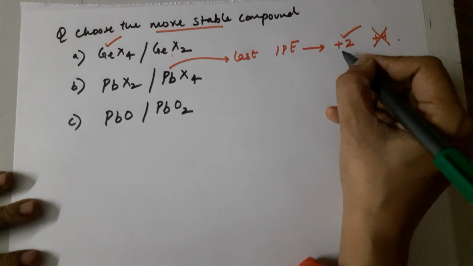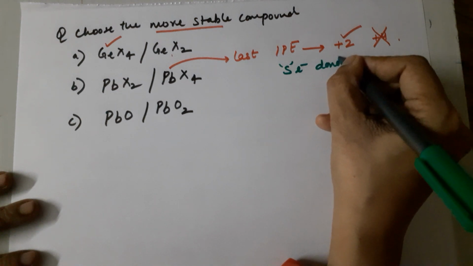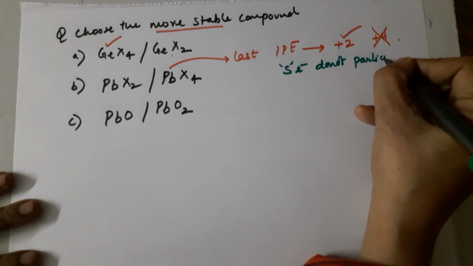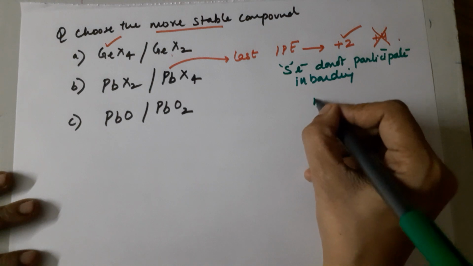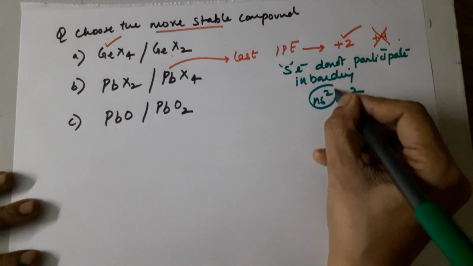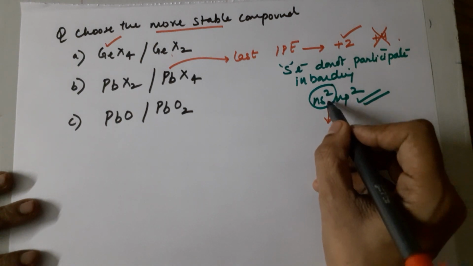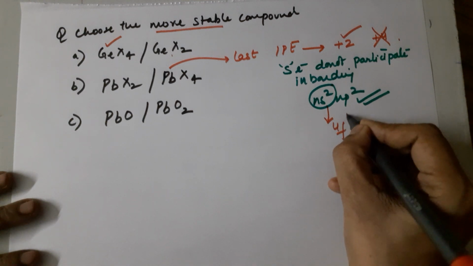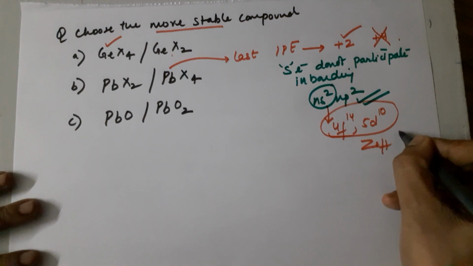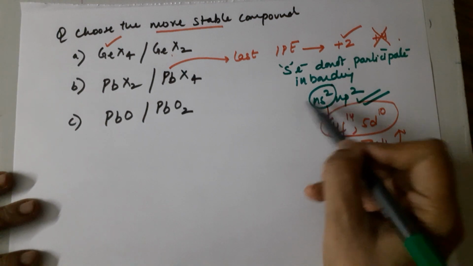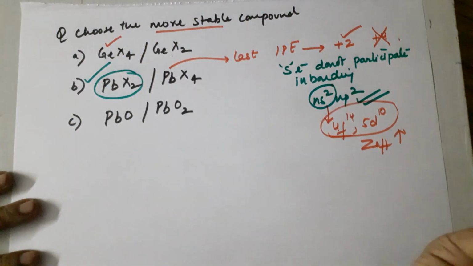Why is that? As I already explained, the s electrons do not participate in bonding. So, in the configuration you have ns2, np2. This does not participate, only this participates. And why does this not participate? Because it is held tightly by the nucleus. Why so? Due to the presence of the 4f and the 5d electrons, which cause the effective nuclear charge to increase. Hence, the s electrons are held tightly. So, out of these two, the more stable compound would be +2 oxidation state.